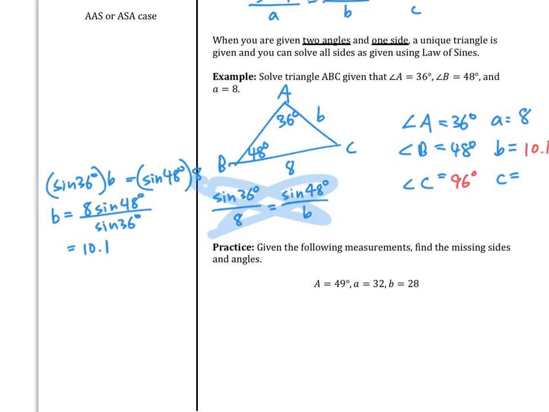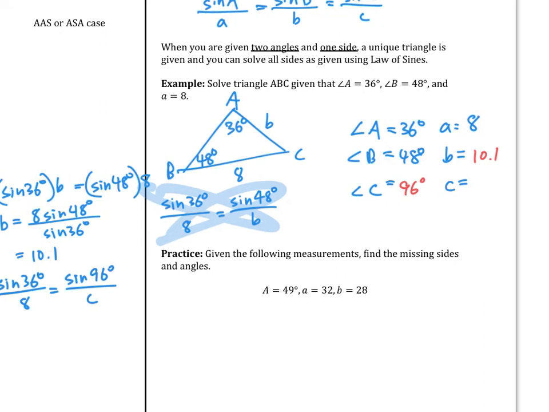We're still going to use the proportion. You can use any proportion you want now because we also know side b now. But I'm just going to keep it to this angle A proportion. So we know that angle A is 36, so sine 36 over side a is equal to sine 96 over c. You're going to solve for c the same way. So go ahead and pause the video, come back and check your answer. Okay, the answer is 13.5.